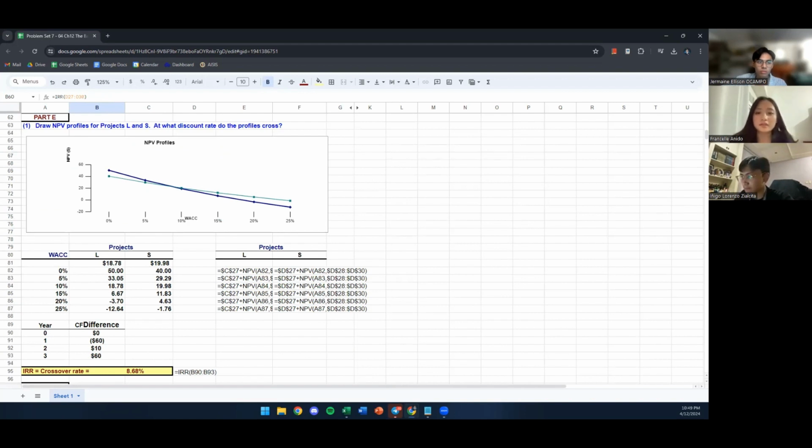Moving on to part E, we were tasked to draw the NPV profiles for both projects, and we were asked to compute the discount rate at which both profiles cross. First, the NPV profiles were calculated by adding the cash flow from year 0 to the derived NPV using the WACC and the cash flows from years 1 to 3. As we can see in the graph, the lines for projects L and S intersect at a point between 5% and 10%. However, we are not fully sure as to the specific point in which both projects intersect.